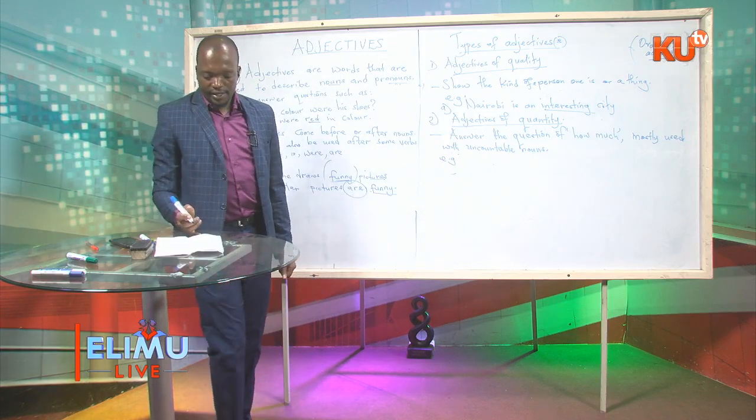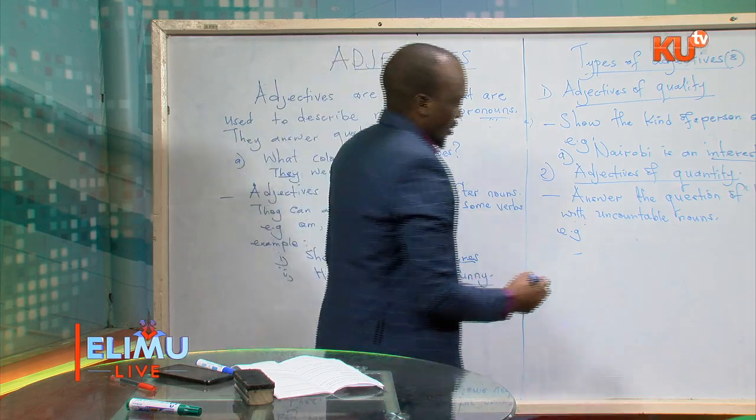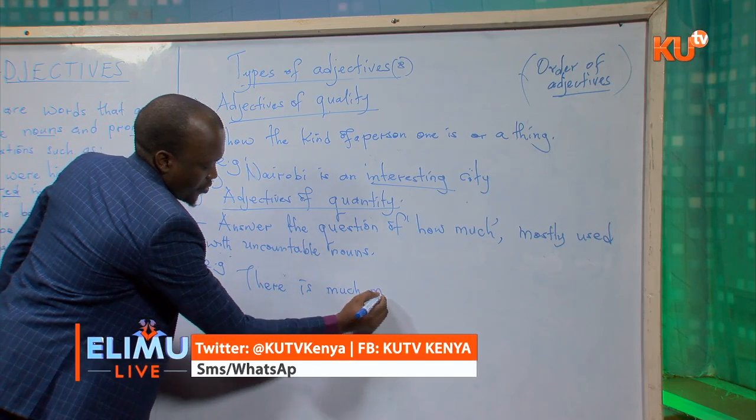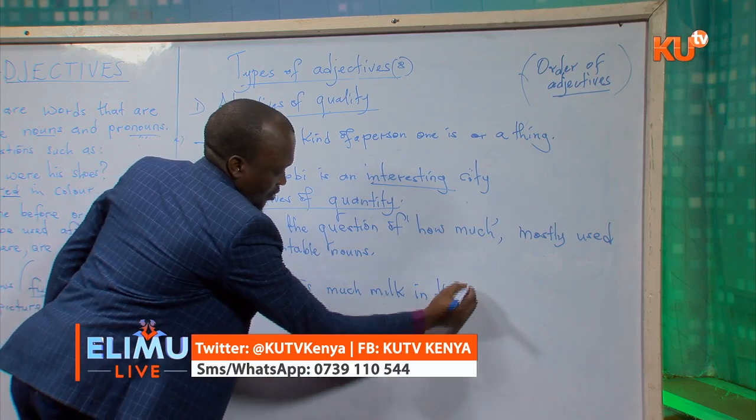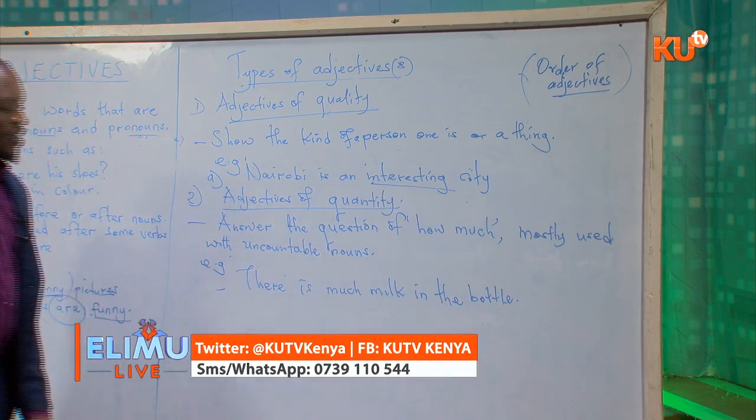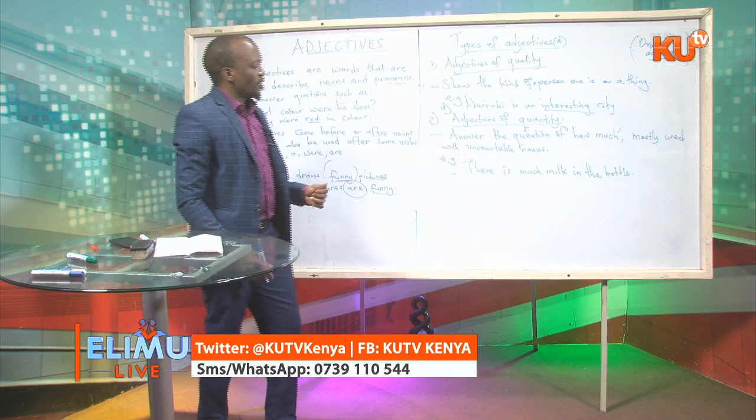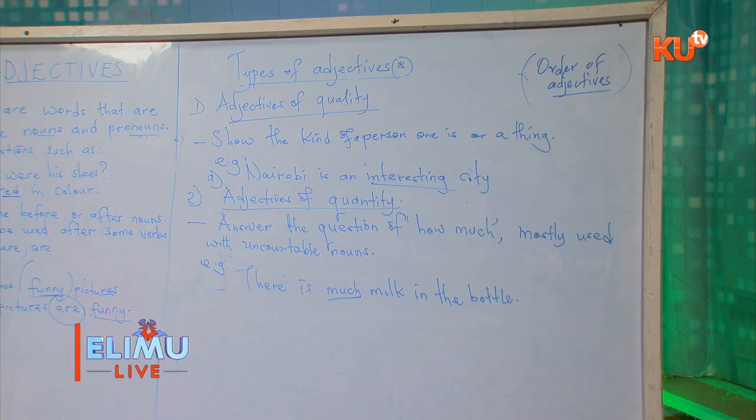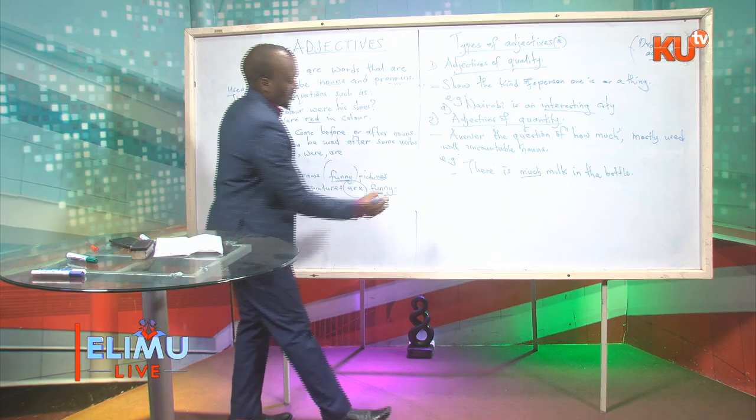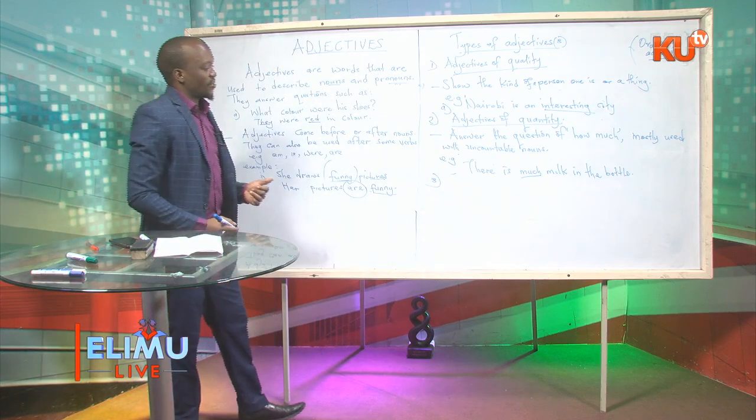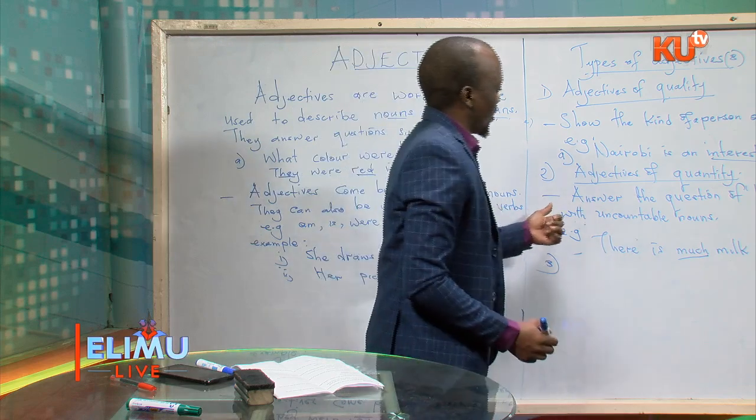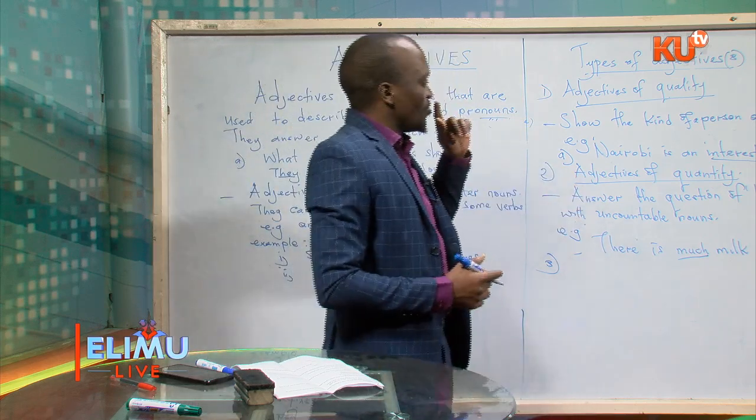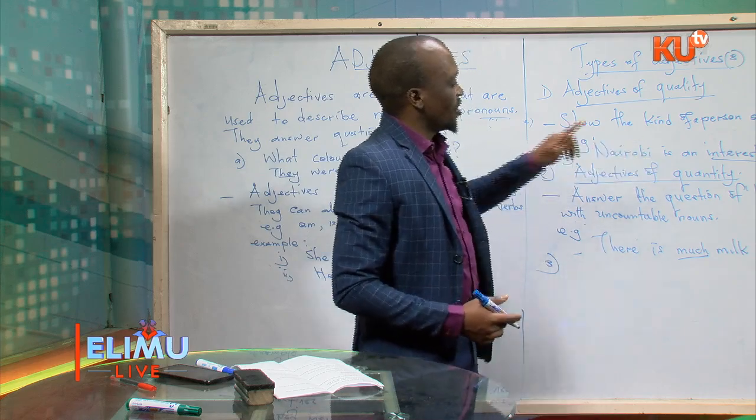Here, I'll say there is much milk in the bottle. There is much milk in the bottle. So what has been used to describe the milk in the bottle here is much. So that is what we call the adjective of quantity. I'll move to the next type of adjective, and I'll do them very fast because it is not the theme of our lesson today. It is just important to know the types of adjectives. But there is nowhere where you'll be asked, which type of adjective was this? But you need to know when a word like interesting is used, it is an adjective.